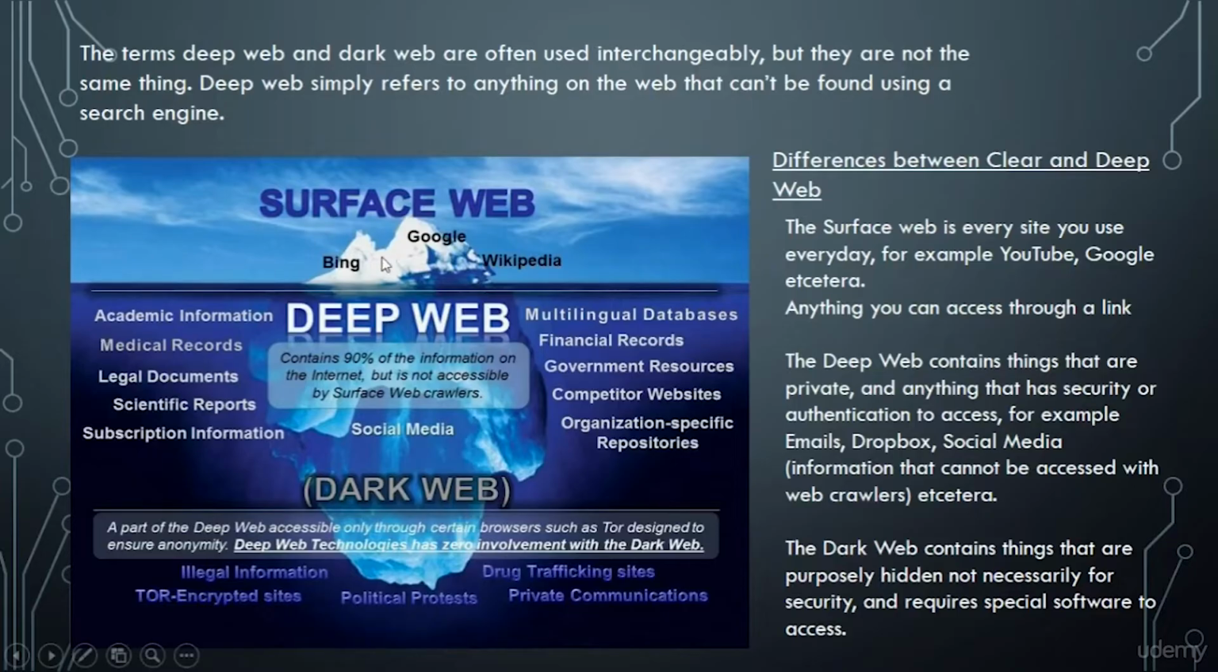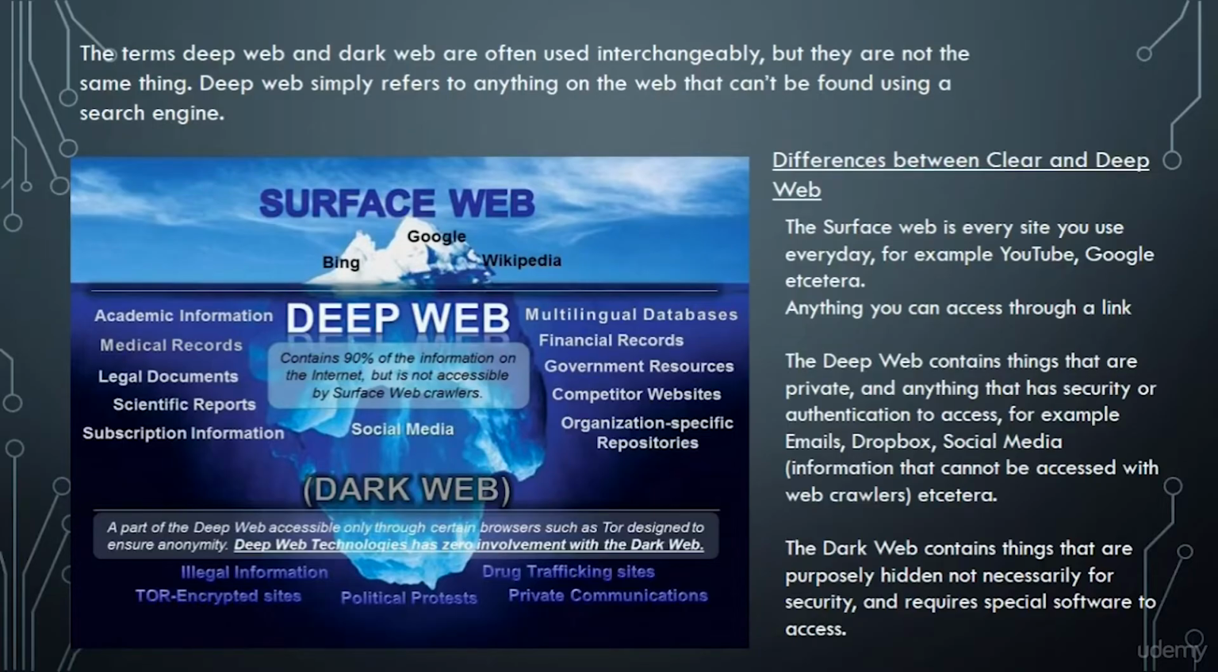As you can see from this image right here, let's start explaining what the differences really are. So the surface web is every website that you use on a daily basis. For example, you can be using YouTube, Google, etc. These are basically sites that can be accessed through a link. For example, if I search the title of a video on Google, the YouTube video will actually show up right there. And that means that it can be indexed through a search engine or can be accessed through web crawlers.